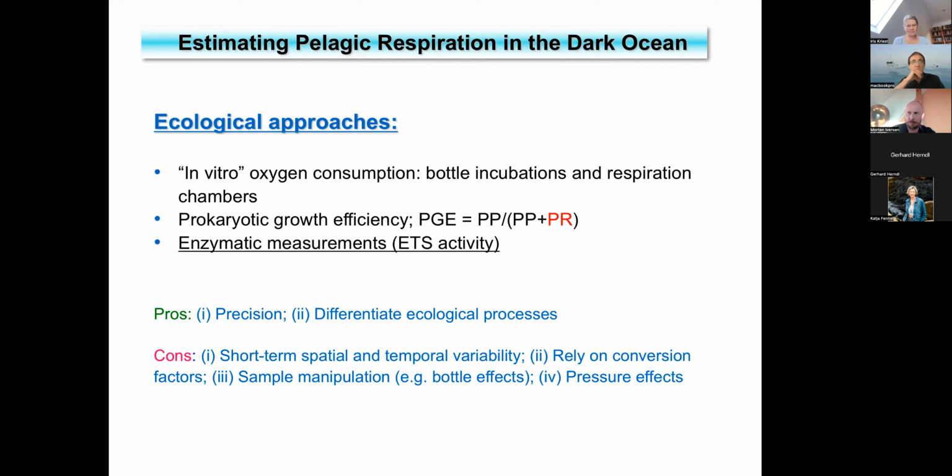They rely on conversion factors, many of them. Even measuring primary production and prokaryotic production relies on conversion factors. And also, this is one of the most critical ones, there is sample manipulation, bottle effects, and Gerhard was talking the other day about the pressure effects also when you collect samples.